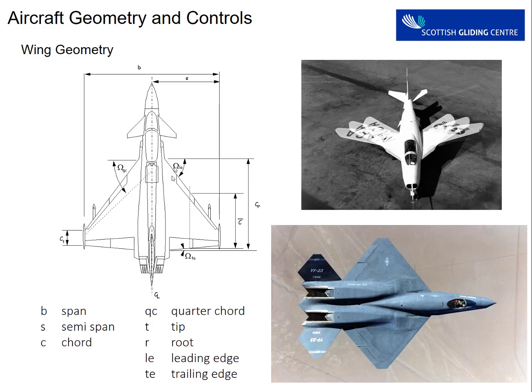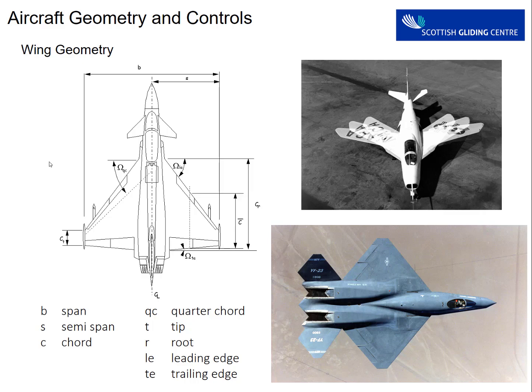Looking at the wing in plan form, we can have various different lengths associated with what's known as the chord of the wing, the distance between the leading edge and the trailing edge. That's normally referred to as the chord of the wing, but we also have the root chord, which is the distance from the leading edge to the trailing edge where the wing enters the fuselage, and the tip chord, which is the distance from the leading edge to the trailing edge at the wing tip.